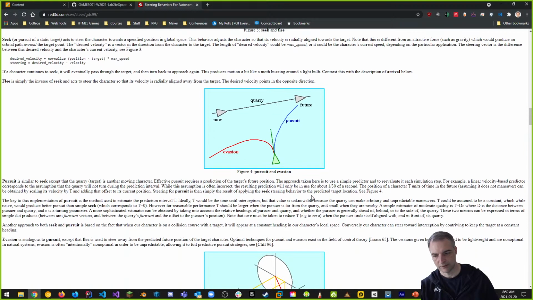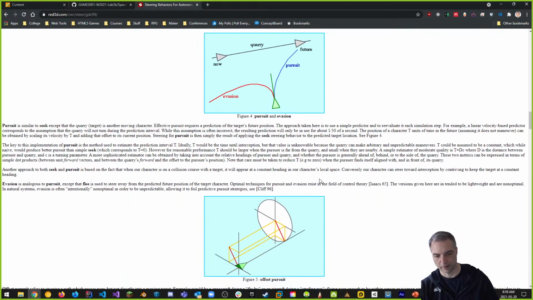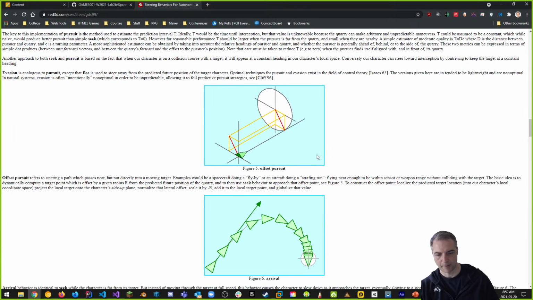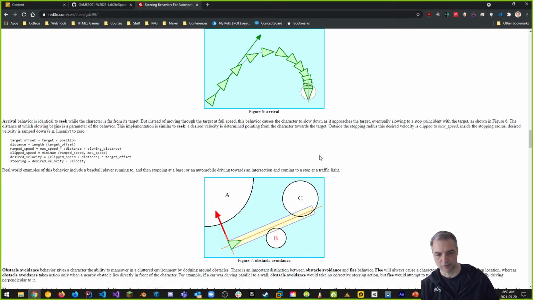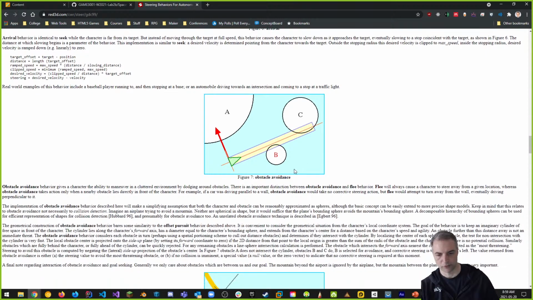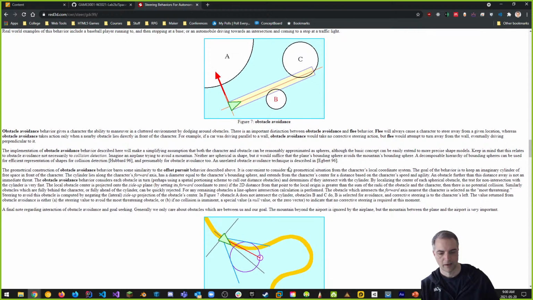So kind of really neat in terms of the type of behaviors. This article, and one of the things that we talk about in your assignment is this idea of obstacle avoidance. One thing you have to do in the assignment is do obstacle avoidance. And how do you do that?